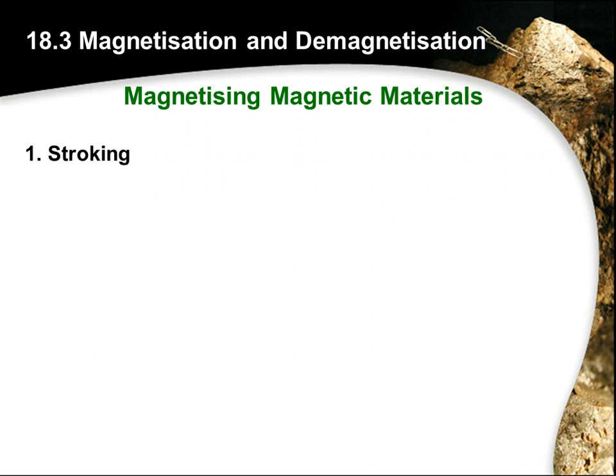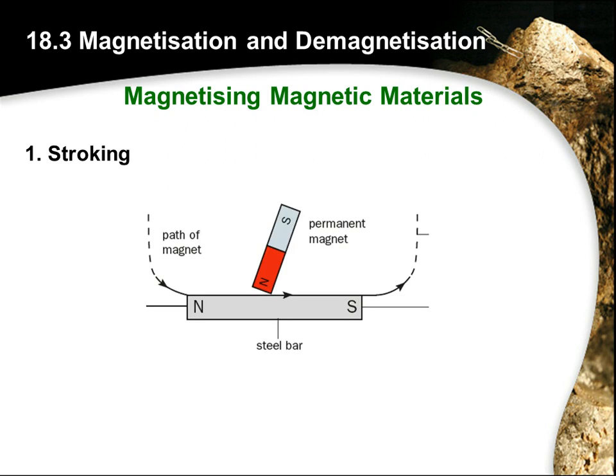Remember stroking? Here's a diagram, something that you should have seen a lot. First of all, you need to use a permanent magnet. You can't use an iron bar to stroke an iron bar. Secondly, the bar being magnetized is a steel bar. Steel is a hard magnetic material. Hard means that it doesn't lose its magnetism easily, in comparison to an iron bar, which can lose its magnetism pretty quickly.